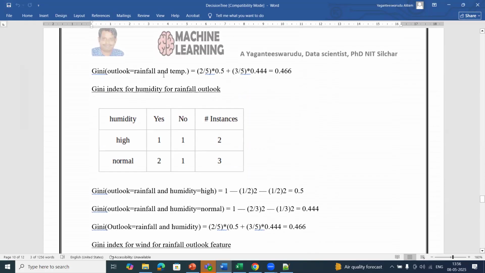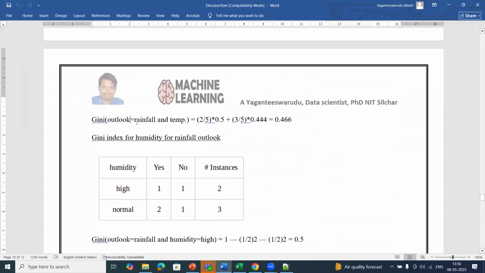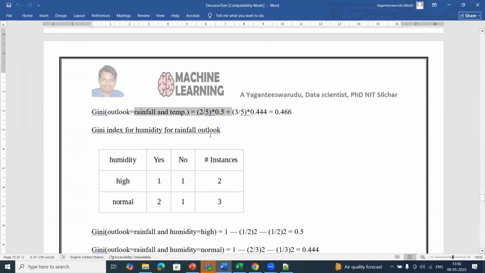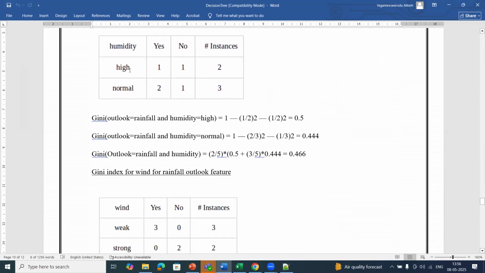And similarly calculate for outlook equal to rainfall and temperature. Finally, the combined Gini index for temperature, and then humidity. For high, there are two instances, for normal three instances. That is 1 minus (1/2)^2 minus (1/2)^2. And for normal, 1 minus (2/3)^2 minus (1/3)^2, that is 0.44.